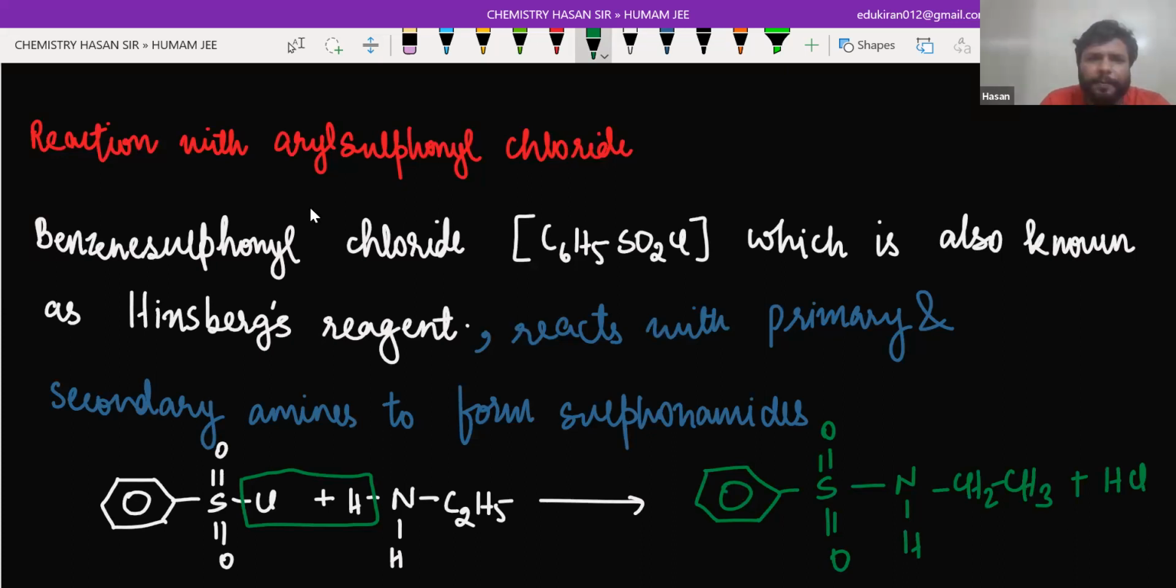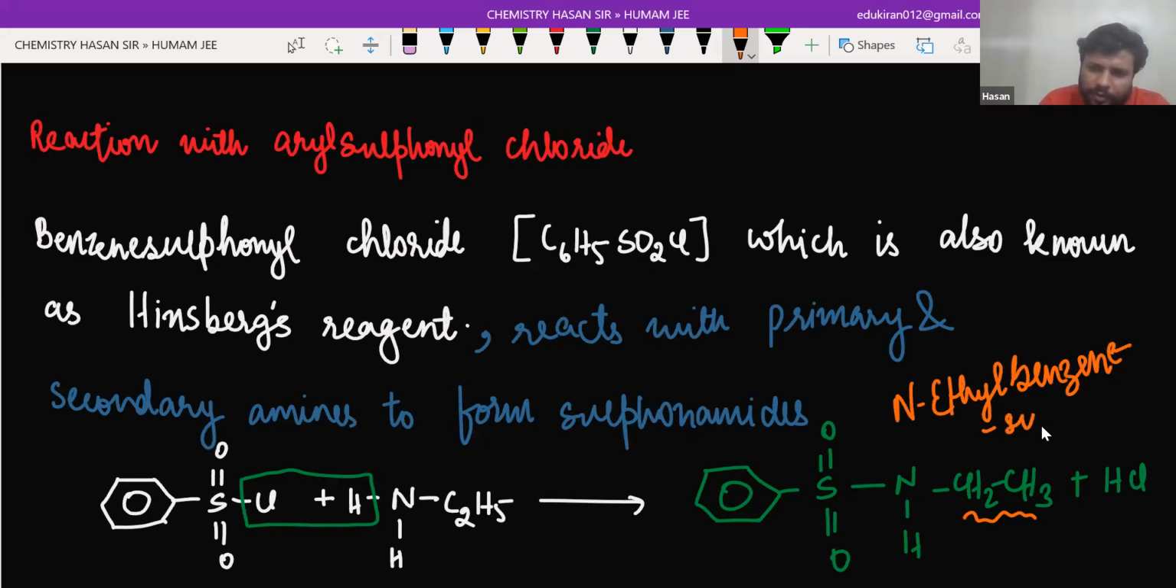And this has a name, which is, you can see N-ethyl is there. This will be your branch. N-ethyl benzene sulfonamide. And it is soluble in alkali. This is a very important point.